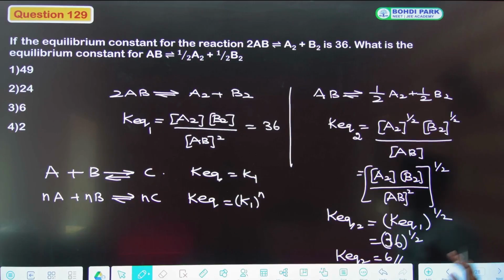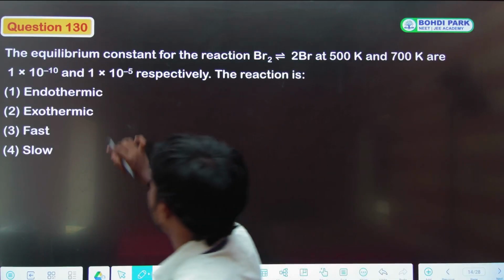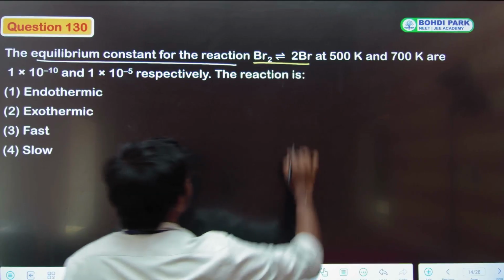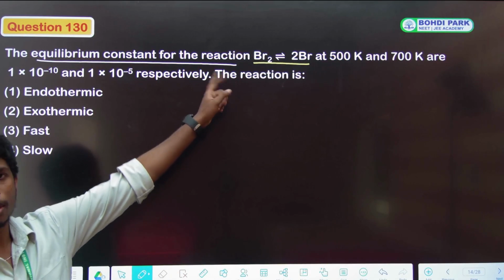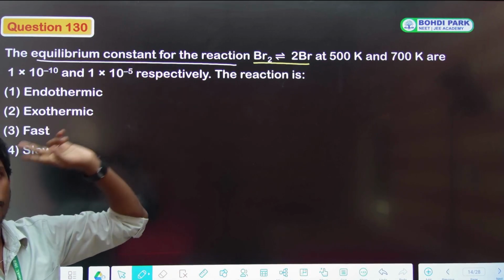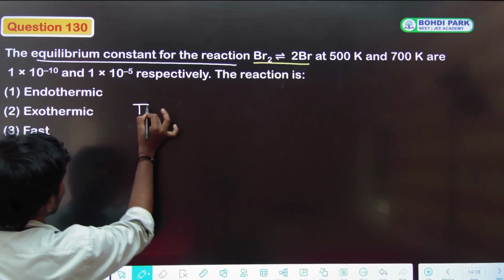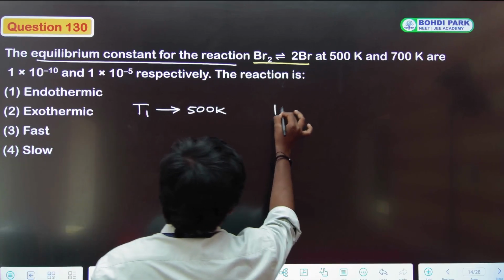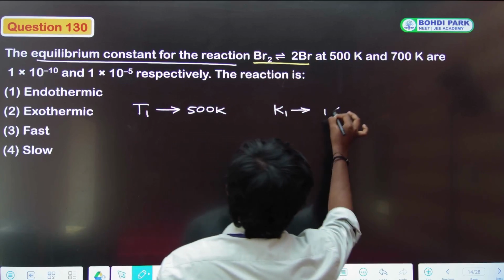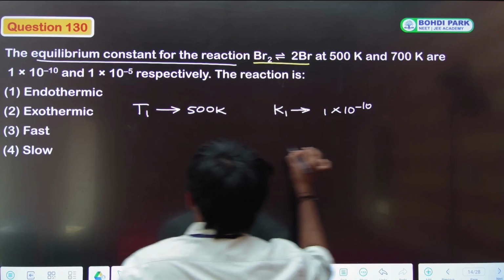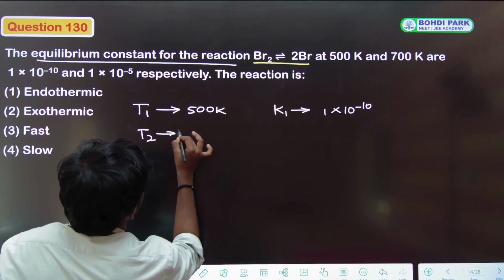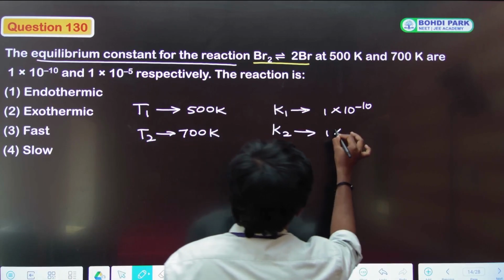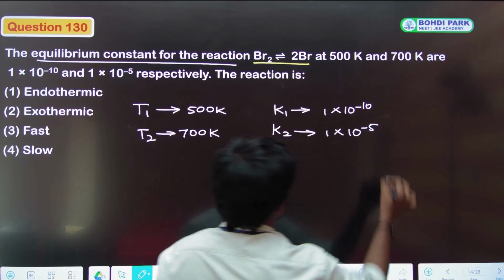Okay, fine. The last question of the day is the equilibrium constant of a reaction Br2 in equilibrium with 2Br is given. Okay? Two temperatures are given. Temperature 1 is 500 Kelvin. What is the rate constant K1 there? It is 1 into 10 to the power minus 10. Temperature 2 is 700 Kelvin. What is K2? It is 1 into 10 to the power minus 5.